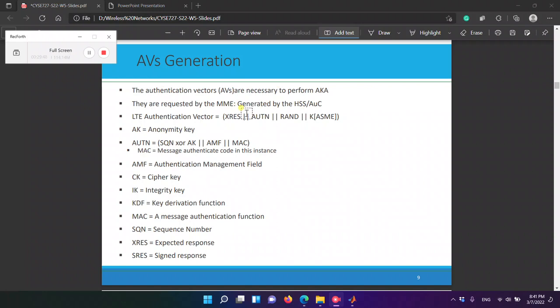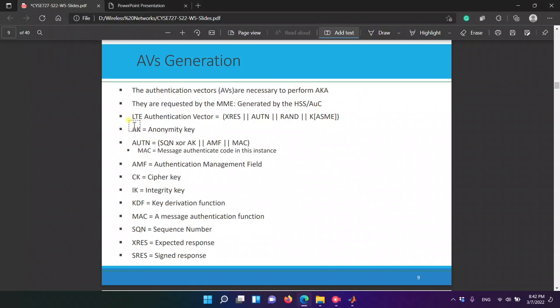This slide just gives us the meanings of the vectors, the authentication vectors, AVs, which are necessary to perform the challenge response. They are required by the mobility management entity and generated by the authentication center. The LTE authentication vectors are four: we have the expected response, XRES, and we have the AUTN, which is the sequence number XORed with the anonymity key.